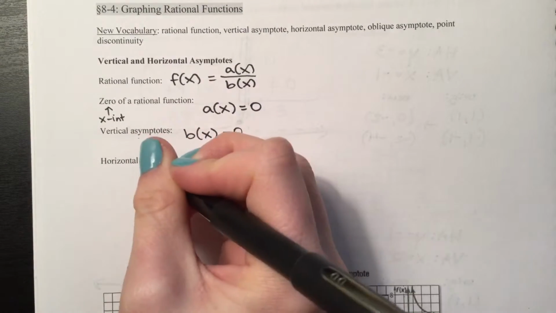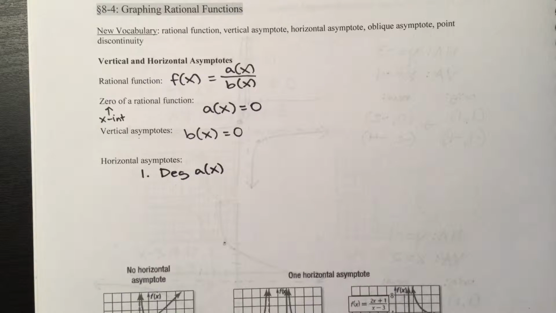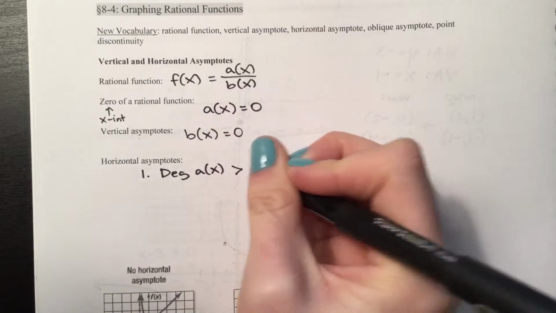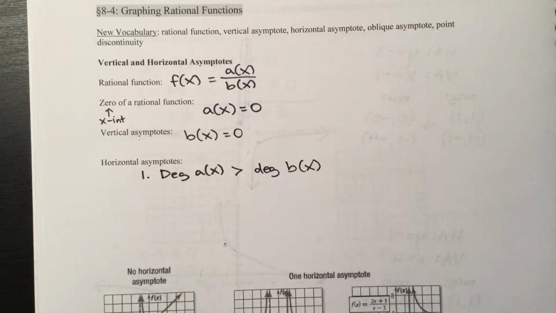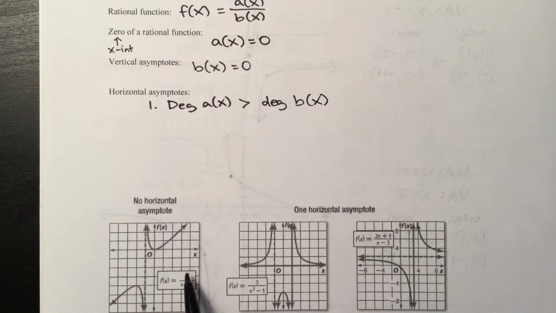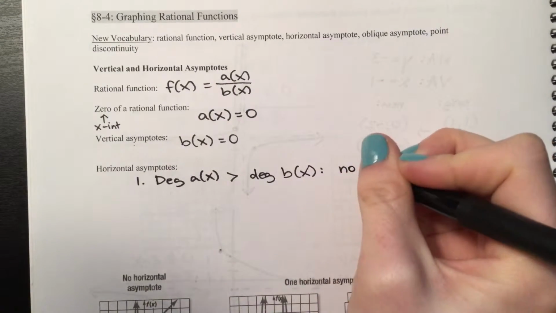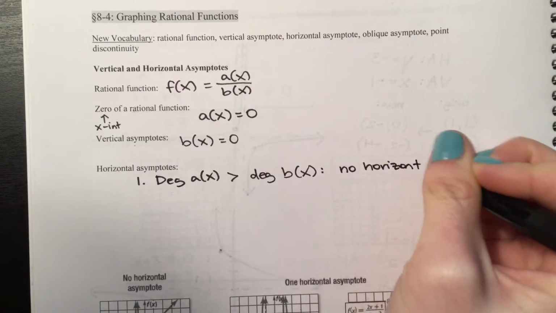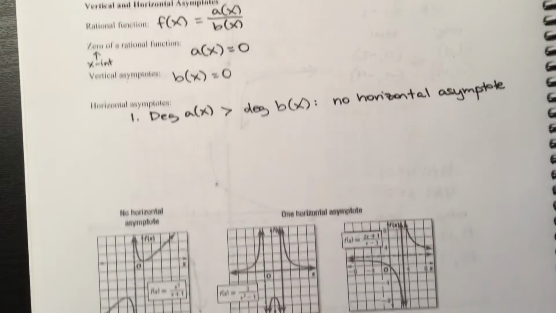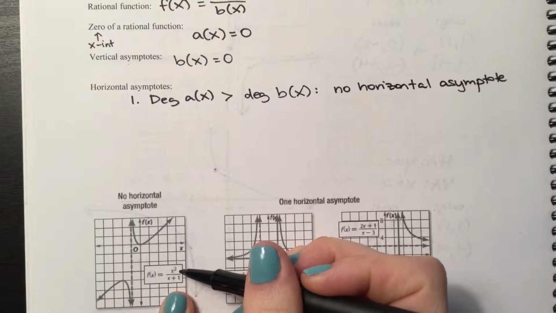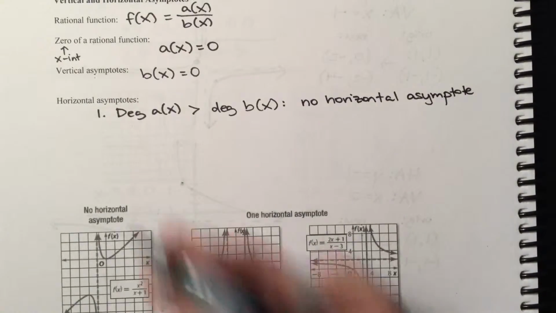Okay, so rule number 1, if the degree of the numerator is greater than the degree of the denominator, in that case, that's something like this first one down here. You've got an x squared in the numerator, whereas you only have an x in the denominator. If that's the case, you have no horizontal asymptote, just like in that picture. Again, in this example down here, the degree of the numerator is 2, the degree of the denominator is 1, and if that's the case, there's no horizontal asymptote. Okay, so that's our first rule.